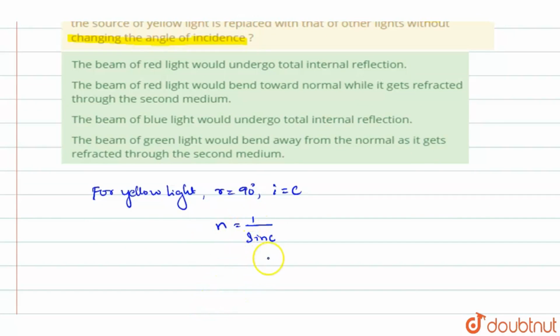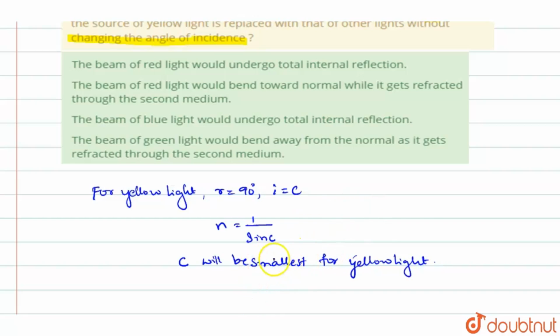Now you can see that if C is small, if the critical angle is small, then the refractive index will be large. So you can say C will be smallest for yellow light, because n is very large for yellow light.